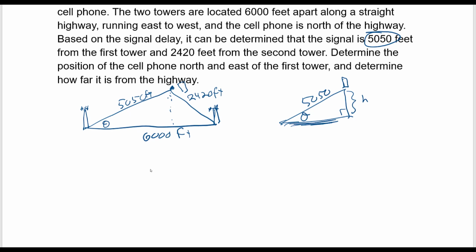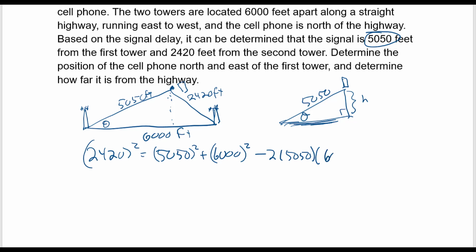Our side opposite of theta is 2420. So if we go with what we saw before, I'm just going to write it this way. Let me erase that. So 2420 squared equals 5050 squared plus 6,000 squared minus 2 times 5050 times 6,000 times cosine theta. I was really tempted to use the other formula, but I'll just go with this. I'm much more familiar with this.